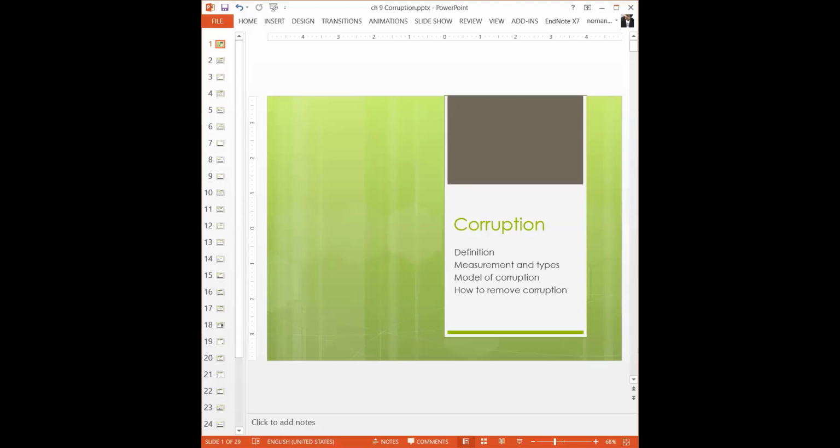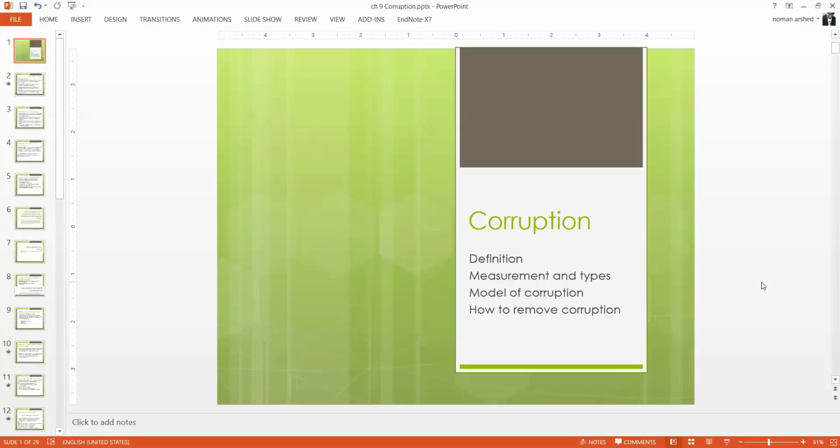So, welcome to the new class. And today we are going to start our topic on corruption. And while we are discussing this topic, hopefully we will understand the dynamics of corruption for countries like Pakistan.